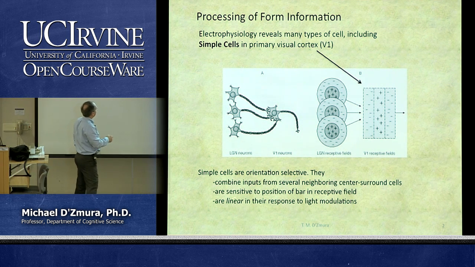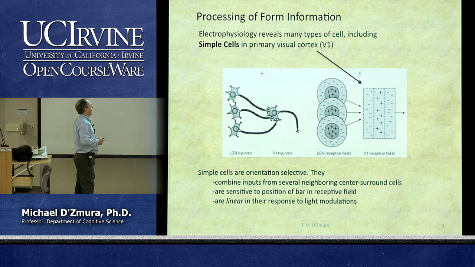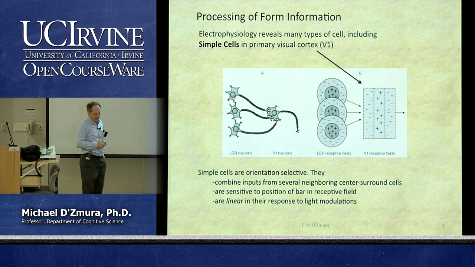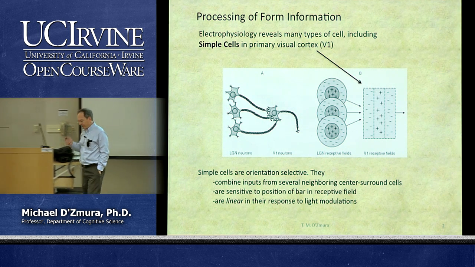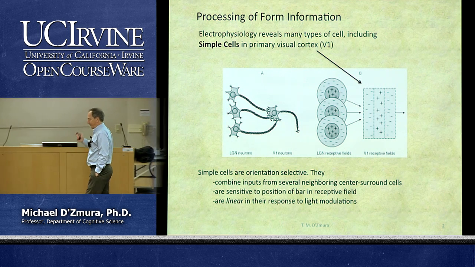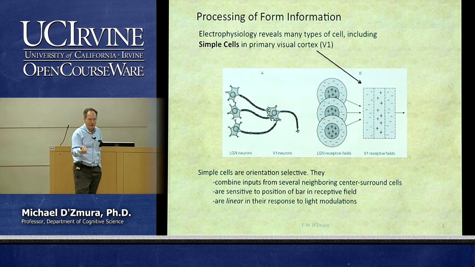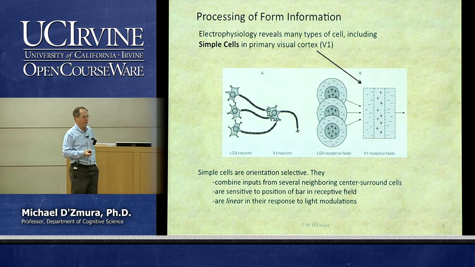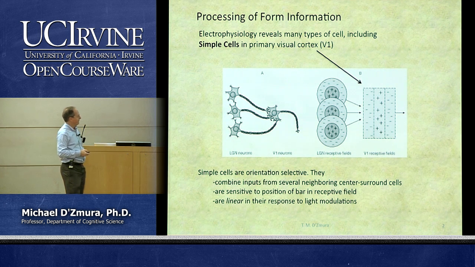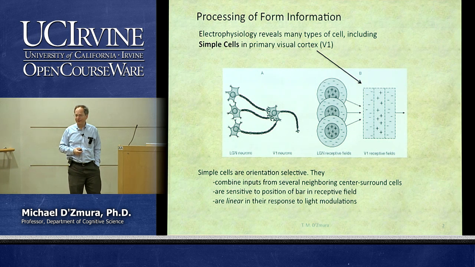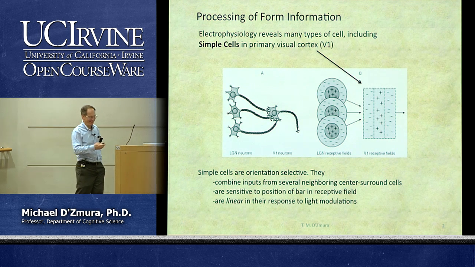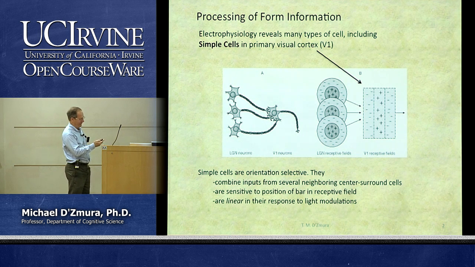And it turns out that this kind of cell is linear in its response to light modulations. And what that really means is that the response of that cell is basically a sum of its responses to the lights arriving in its visual field. But it also means that it acts in a fairly simple way that's easy to understand. We have an example of something different coming right up.